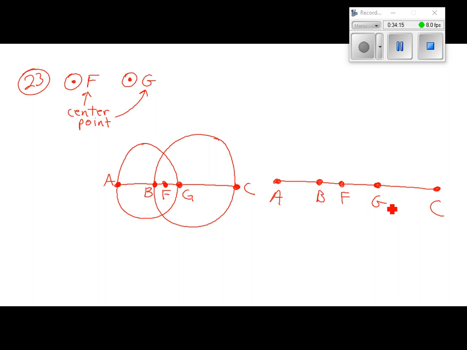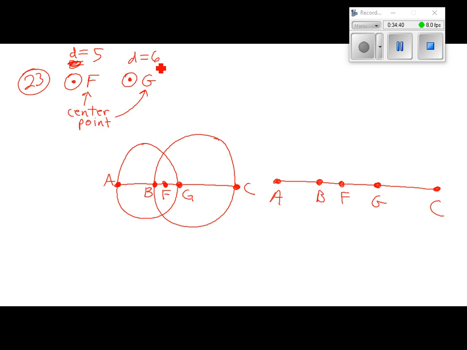So the radius of this first one is, and when it says respectively, that means go in the same order that the circles go in. So the radius of this first one is, did it say radius or diameter? Diameter, my fault. So the diameter of the first circle is how much? 5. The diameter of the second circle? 6.